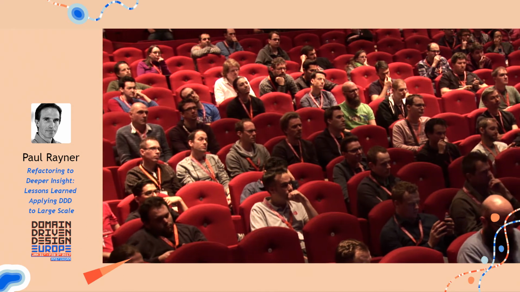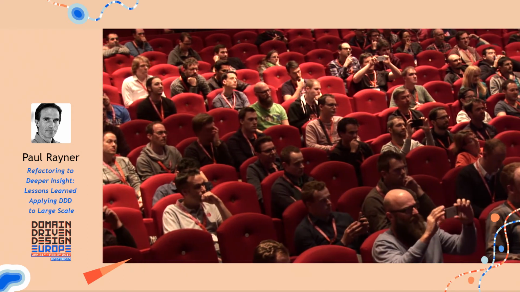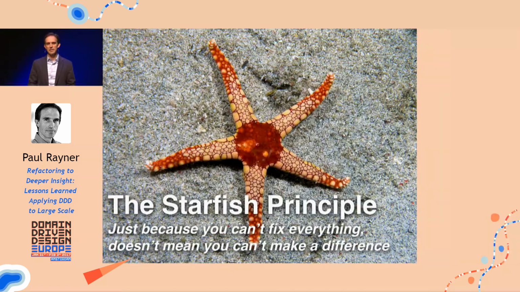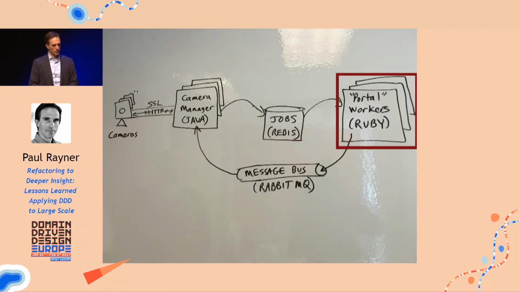So I want you to think about the starfish principle here, is just because you can't fix everything and it can feel overwhelming doesn't mean that you can't make some kind of small improvement that can make a difference, right? Because that's a key thing, is that feeling of getting up in the morning and going to a hard to maintain code base, and it can start to feel like drudgery, but we need to remind ourselves that we're people and we want to do good work and we want to reduce the clutter. So what we did was we decided to take a baby step in March 2014. So we looked at our options and said, well, what can we do?